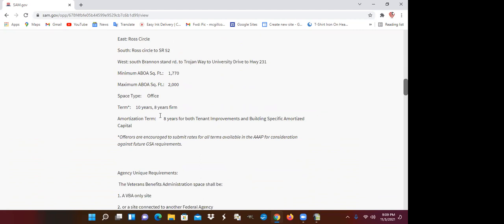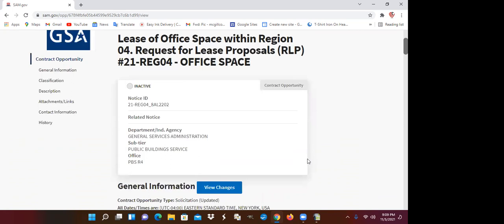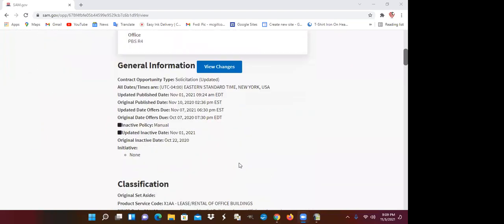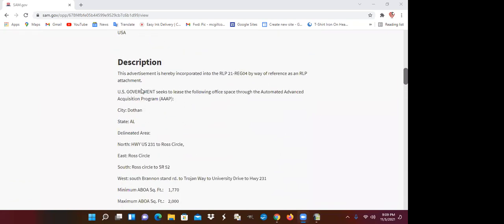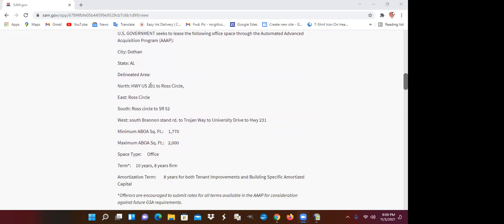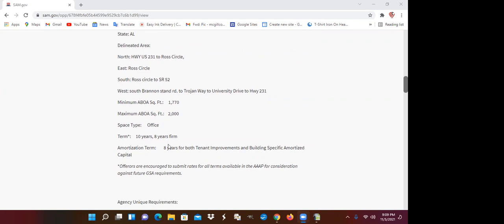Woo! Hey, listen, let me just tell y'all something. I'm gonna show y'all some money right here. You don't have to be no real estate agent to get this. The only thing you need to do is get on the phone. The U.S. government seeks to lease the following office space through the Automatic Advanced Acquisition Program. That's the AAP. They're looking for it in the city of Dothan. This is the area they're looking at. They're looking to do 10 years, but 8 years firm. Firm mean guaranteed.